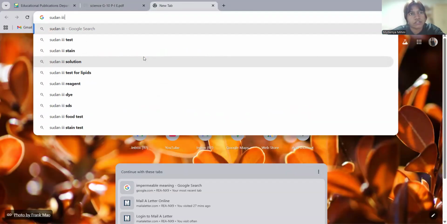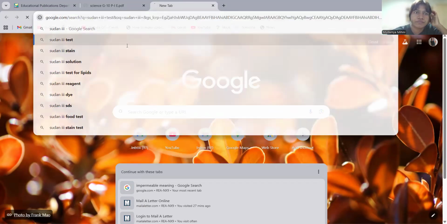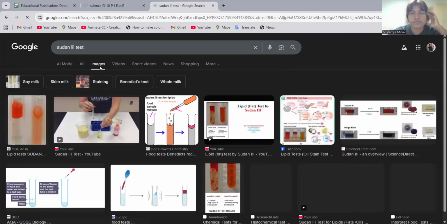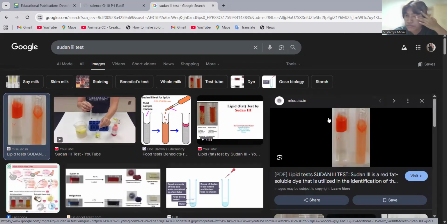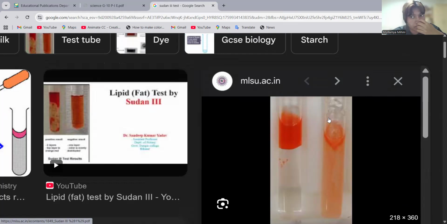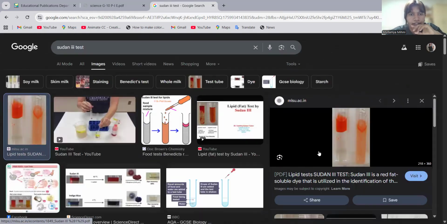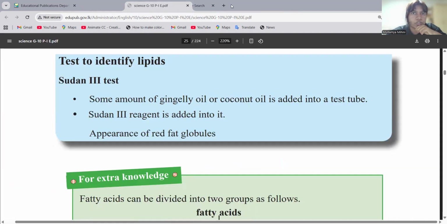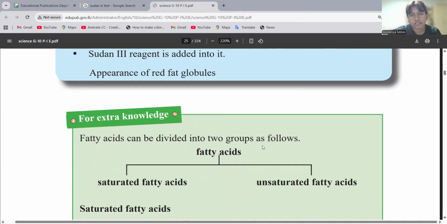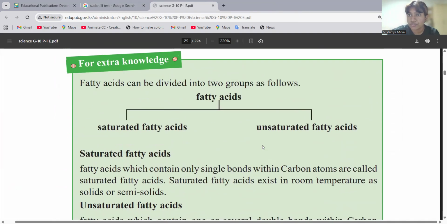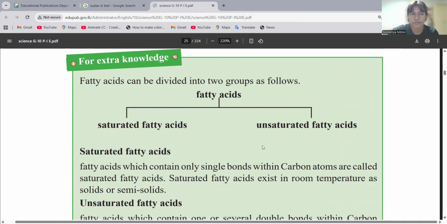Sudan test. Yeah, it's basically this. This is the Sudan 3 test that you will see. So just remember that when you add Sudan 3 reagent, it turns red fat globules. Because guys, these tests are really important for you to study. So make sure you study those.